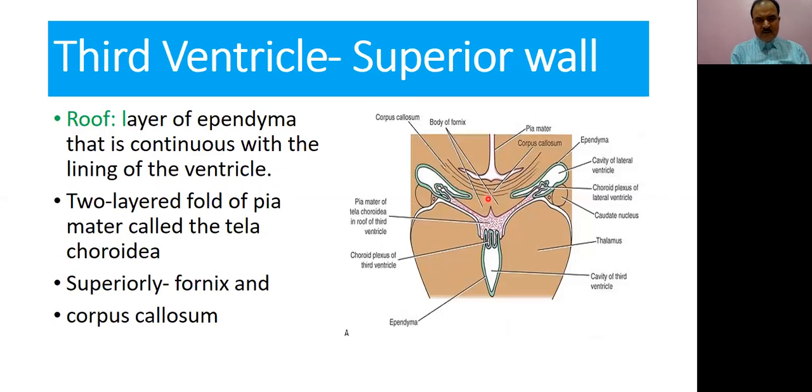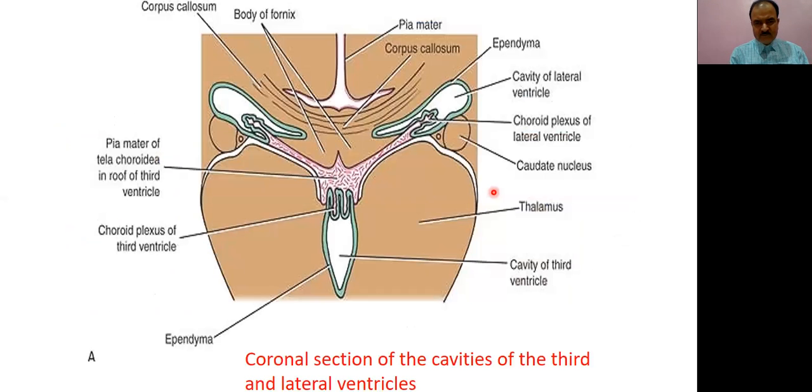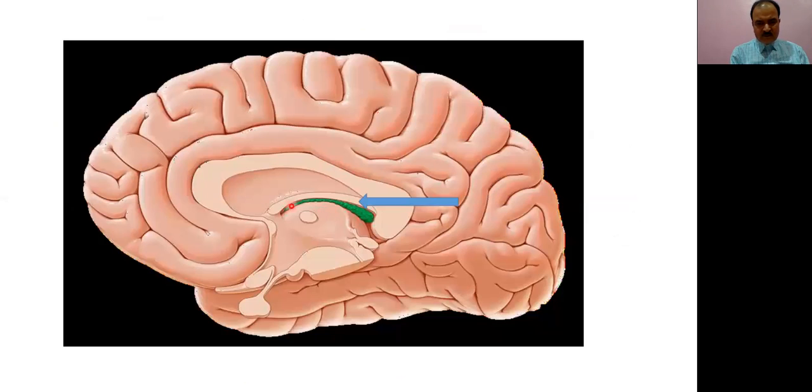Roof. The roof of the third ventricle is continuous with the ependymal lining of the ventricle. There we have the two-layered fold of pia mater, which is vascularized and is called the choroid. Superior to it there is the fornix, the body of the fornix, and above it we have the corpus callosum. So we have the choroid, fornix, and corpus callosum.